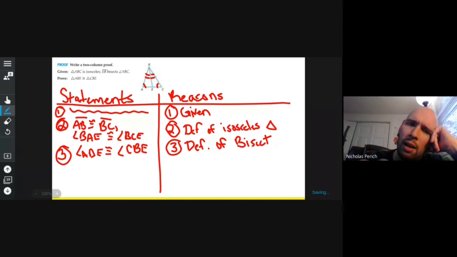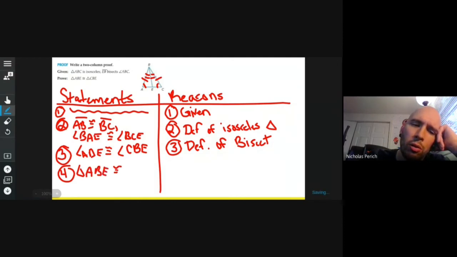Now I have two angles with a side in between. So I can prove that. I'm done. I can now say triangle ABE is congruent to triangle CBE.